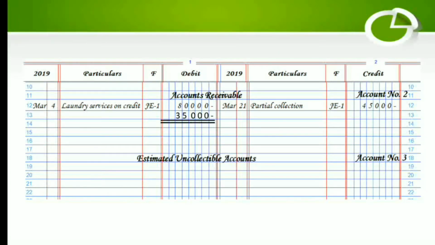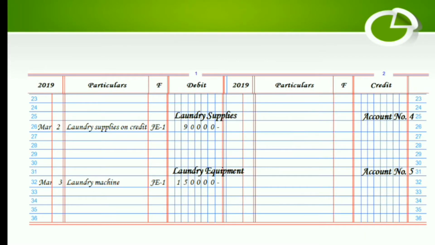Account number 3, estimated and collectible accounts, is blank. So we're going to proceed to the next account, and that is account number 4, laundry supplies. So we only have a debit amount of 90,000. So let's just double rule that. Next one is account number 5, laundry equipment, and we only have one debit amount, and that is 150,000 of a laundry machine. So we're just going to double rule it.